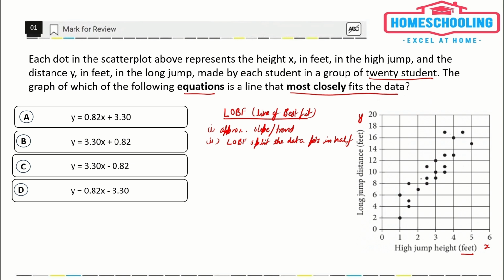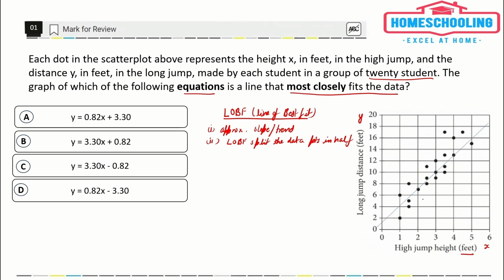So we have 20 data points. We have to draw a line that should approximate the slope trend. We are moving in an upward direction, so our line of best fit should be upward with a positive slope, and it should split the data points in half. Wherever we draw the line of best fit, we should have 10 data points above the line and 10 data points below the line.